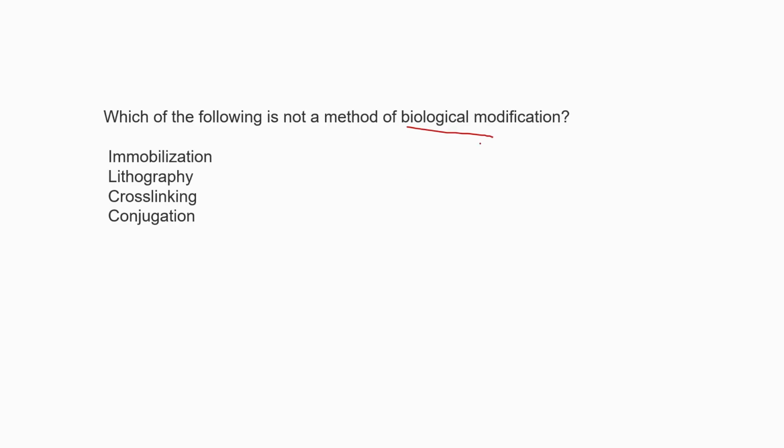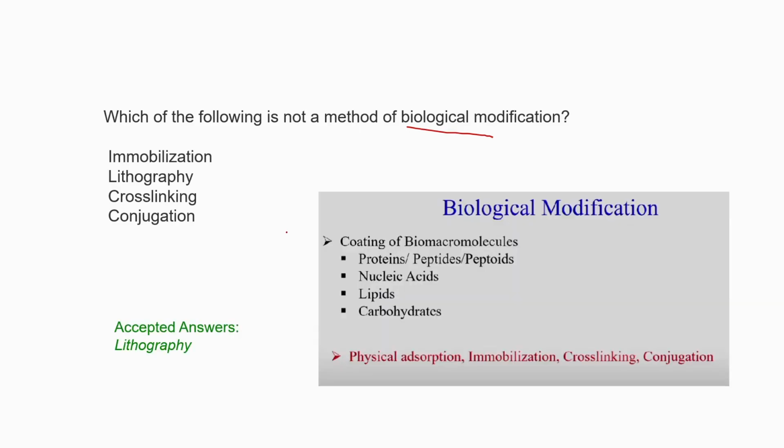So the correct answer here would be lithography. As discussed in the previous question, lithography is part of physical modification techniques, whereas immobilization, cross-linking, or conjugation are different kinds of biological modification. These techniques are used to coat the surface of a biomaterial with biomacromolecules such as proteins, peptides, peptoids, nucleic acids, lipids, or carbohydrates. So the correct answer would be lithography, option B.